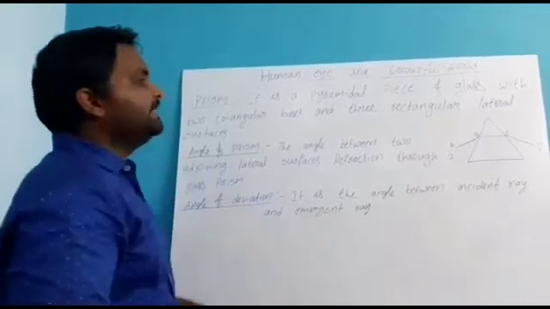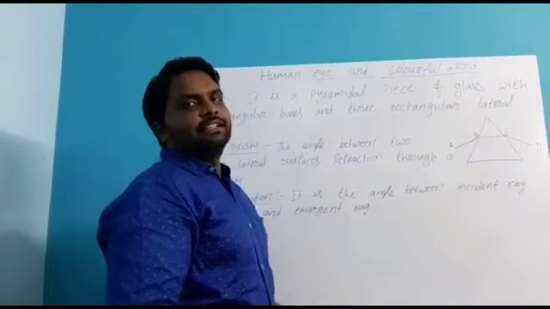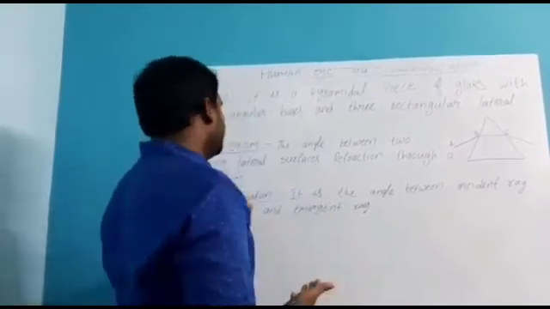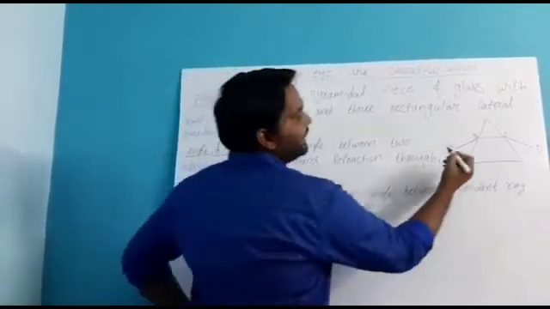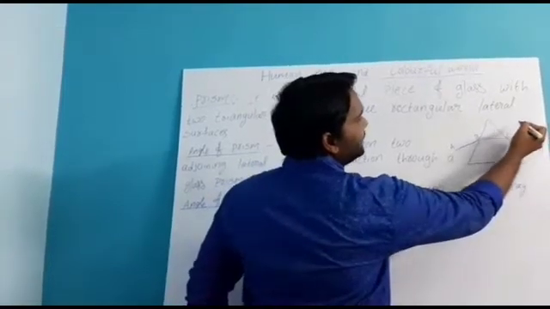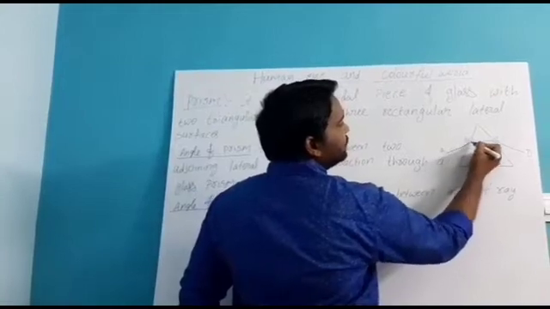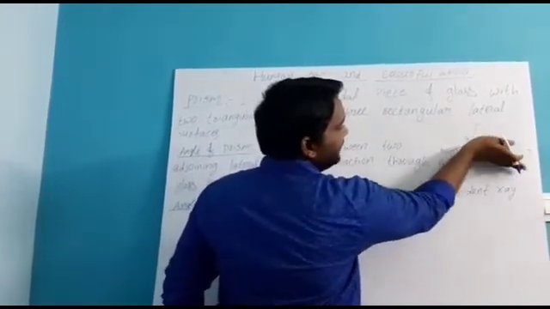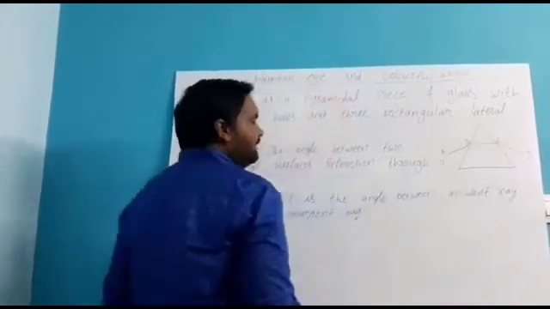Angle of deviation. Deviation means deviated, the direction is changing. The light direction is changing. That changing direction is called deviation. Actually the light is incident this way, and it should go straight like this when it is incident on the prism. But what happened? The light is deviating. This is called the angle of deviation.